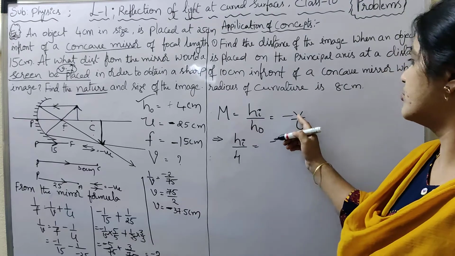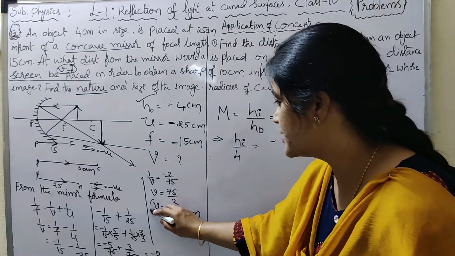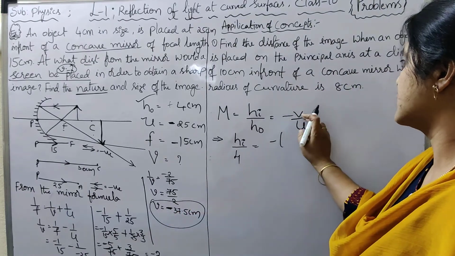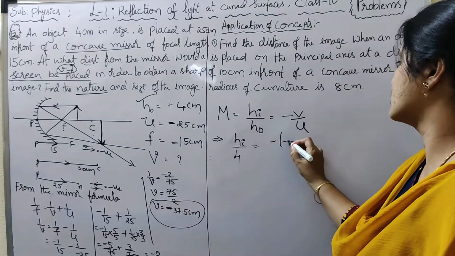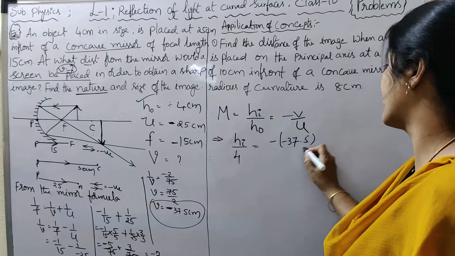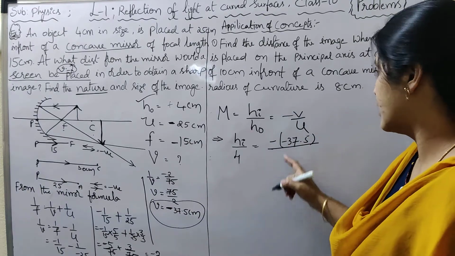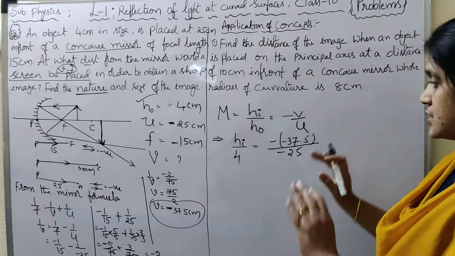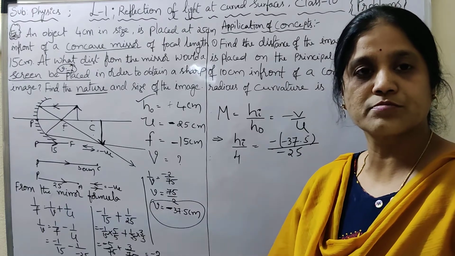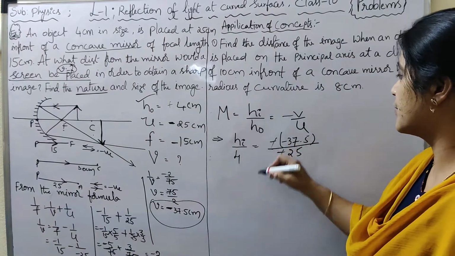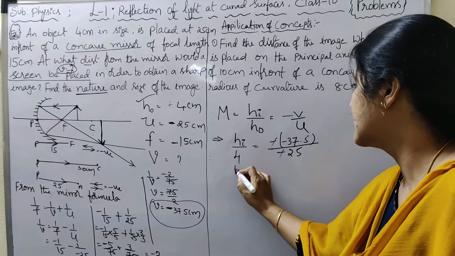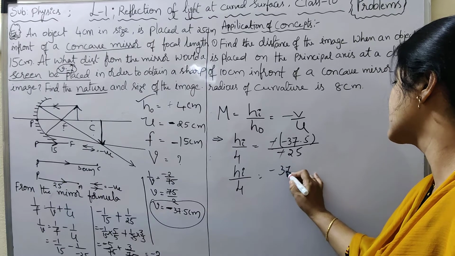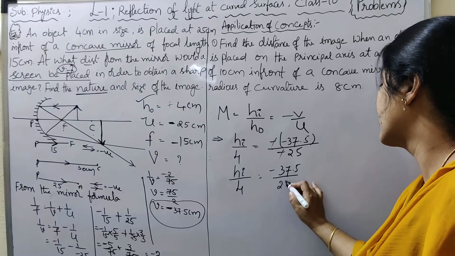Next, minus image. How much we got as the image? Minus V value, again we got one more minus. So that is minus 37.5 by U. U is minus 25. Don't confuse that. So these negative symbols and the positive symbols, negative and negative will both get cancelled. Then height of the image is equal to 4 into 37.5 by 25.